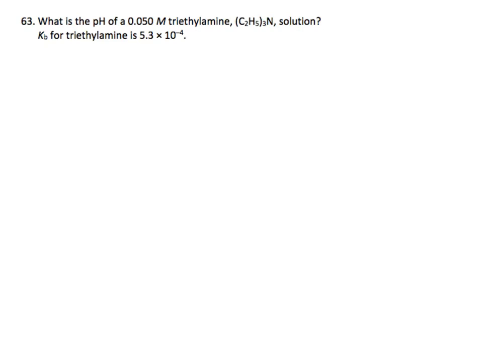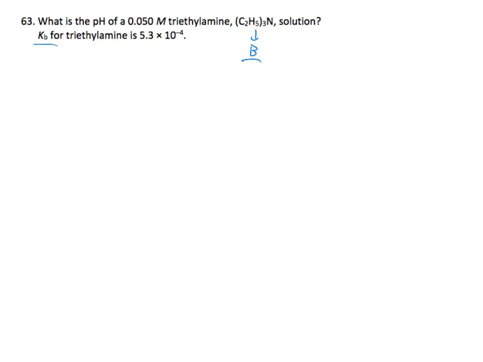Number 63. What is the pH of a 0.050 molar triethylamine solution? The Kb for triethylamine is 5.3 times 10 to the minus 4. The fact that it gives you a Kb suggests that it's going to be a weak base. And what I'm going to do is abbreviate this just to B. B is going to be my symbol for a neutral weak base.